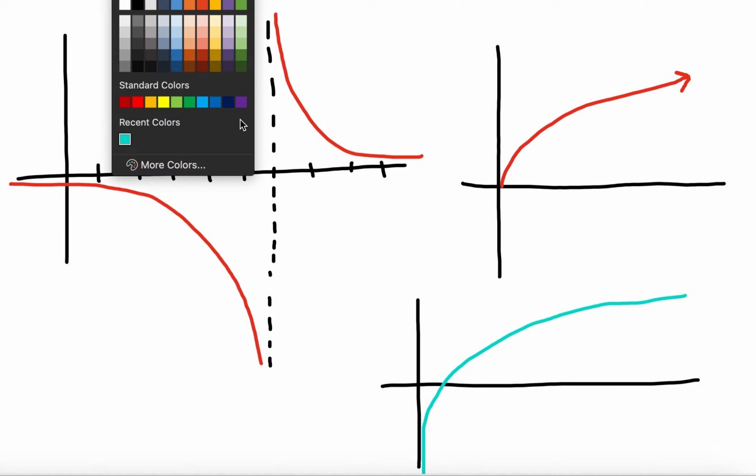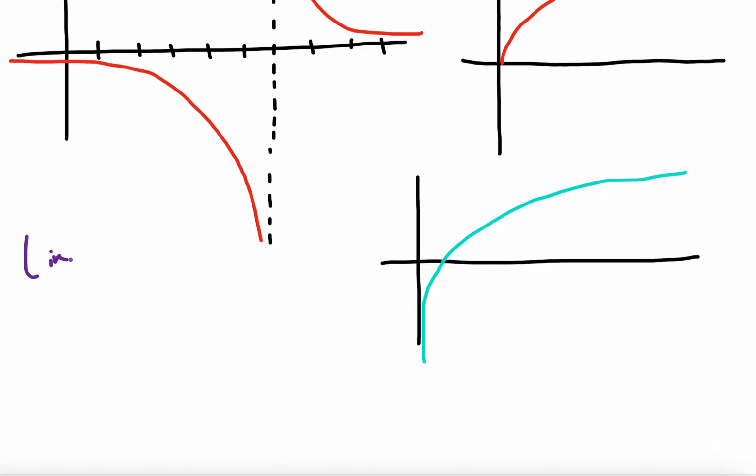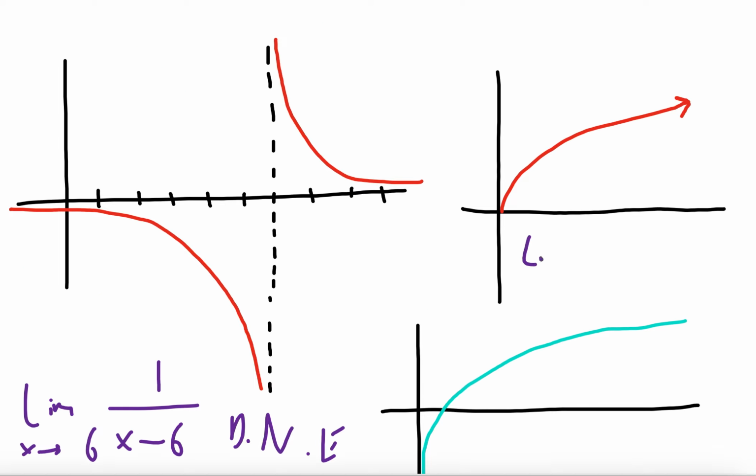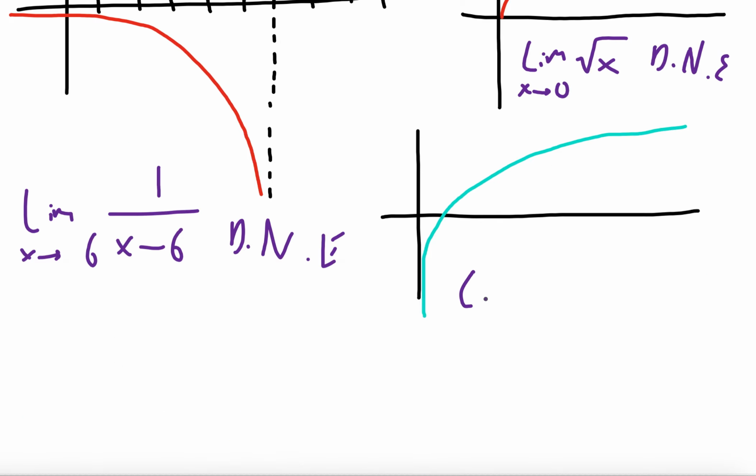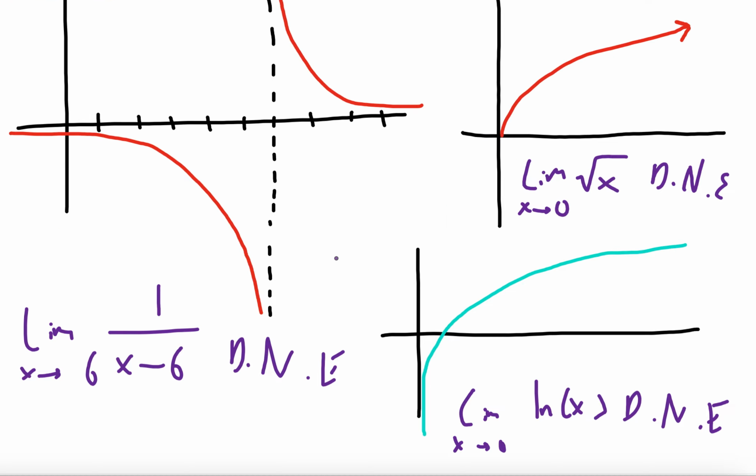Let me give an example. The limit as x approaches 6 of 1 over x minus 6 does not exist. We write DNE. The limit as x goes to 0 of square root of x does not exist either. And finally, the limit as x goes to 0 of the natural log of x also doesn't exist. But they clearly have some values that they go to.